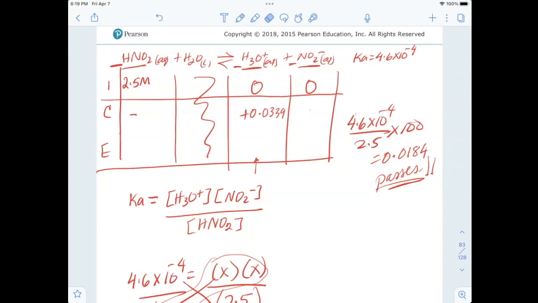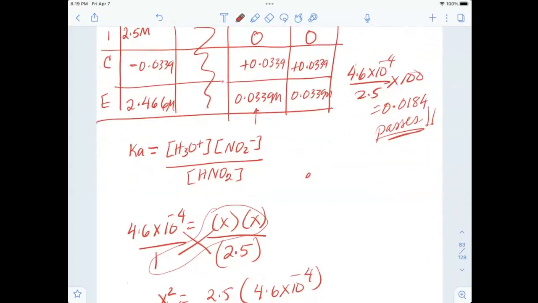Plus, I need more room than that. Plus 0.0339, plus 0.0339, minus 0.0339. So plus, right? So 2.5 minus our answer is equal to 2.466. Okay, so these are the molarities of the reactants and products in equilibrium. But now they want a percent ionization, right? So what we want once again is this number here.